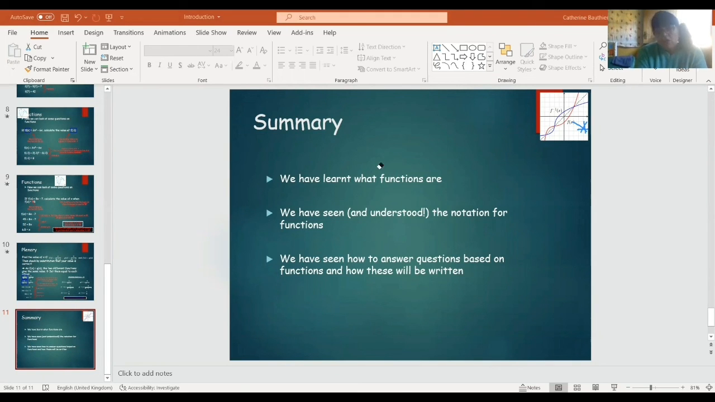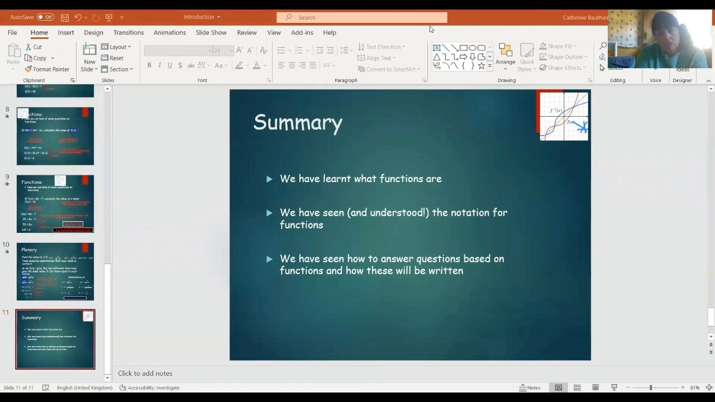All right. So what have we learned? We've learned what functions are. We've seen and understood the notation for functions. I hope. If you haven't, you're going to let me know. And we have seen how to answer questions based on functions and how these will be written. All right. So have a look at that. There's a little quiz online for you to do. So go and look at the quiz one for this week. Okay. And try and do it. And then depending on how you do, we'll have to do more examples or we can move on. Okay. I think it's easy and I think you understand. And I'm super proud of you.